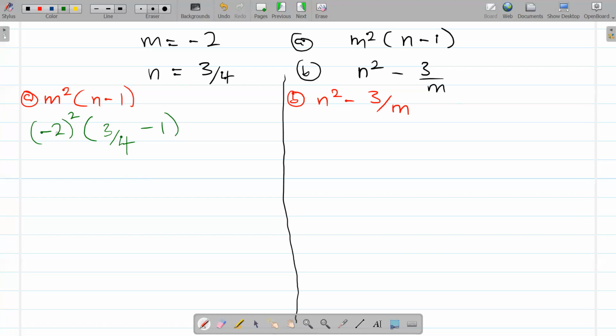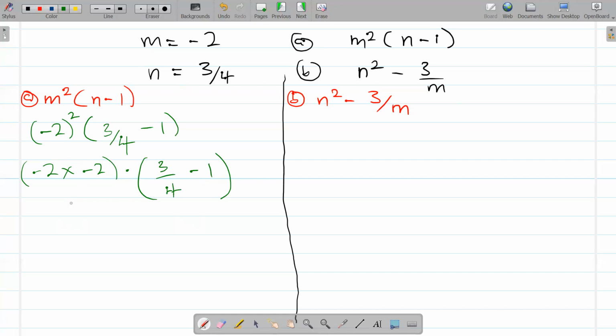So this minus 2 squared can be broken down into minus 2 times minus 2. Then there is a times here. Then you have 3 over 4 minus 1. Is that okay? Yes. So minus times minus, what do you get? You get positive, which is going to give us positive 4.